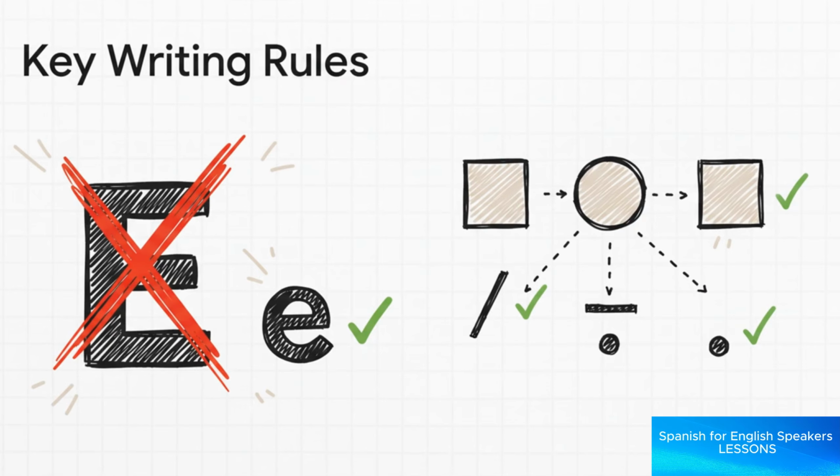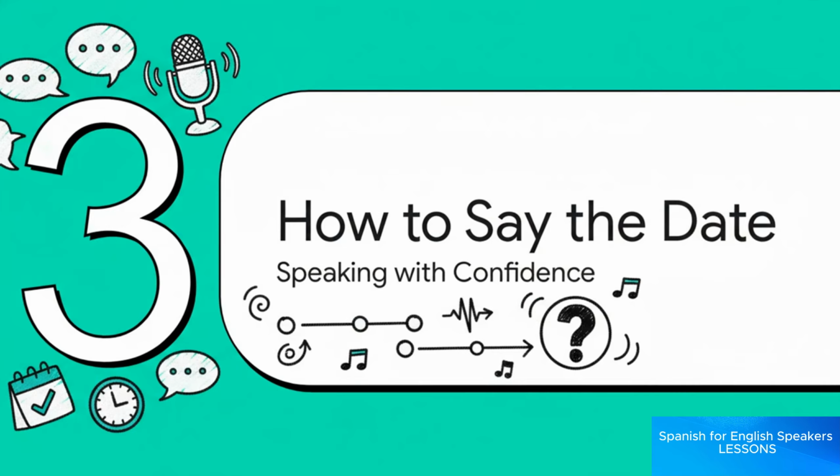And here are a couple of little details that are really easy to miss but make a big difference. First, unlike in English, the names of the months are not capitalized in Spanish, unless they start a sentence. So it's always lowercase enero. Second, you've got some flexibility with the punctuation. Slashes, dashes, periods, they're all totally fine. All right, section 3, how to say the date.